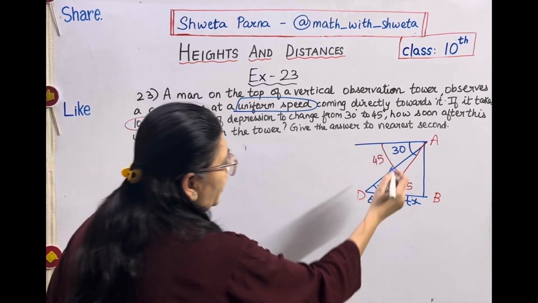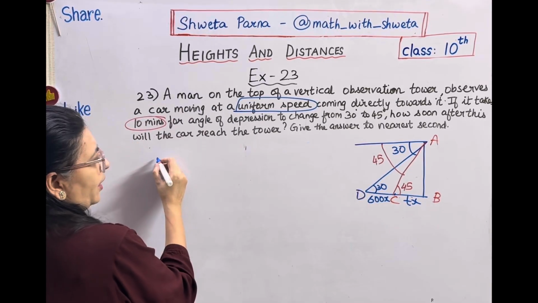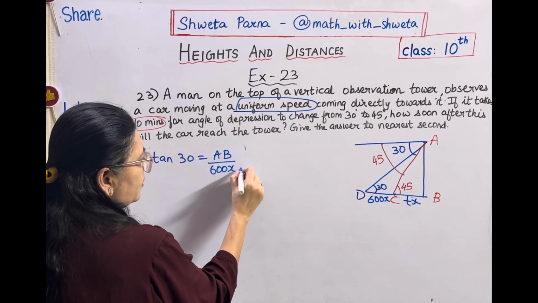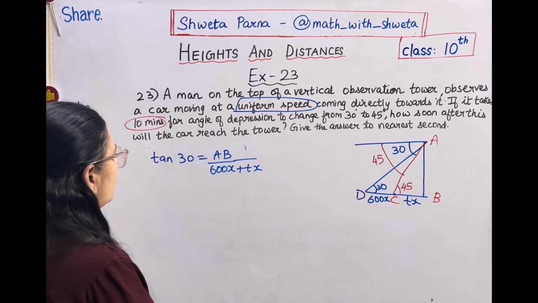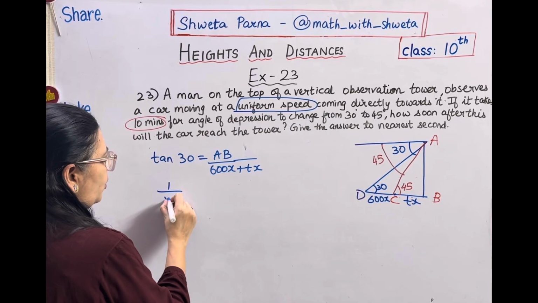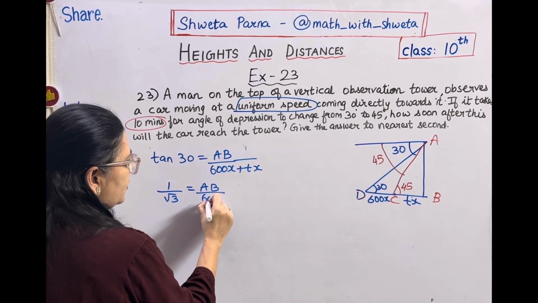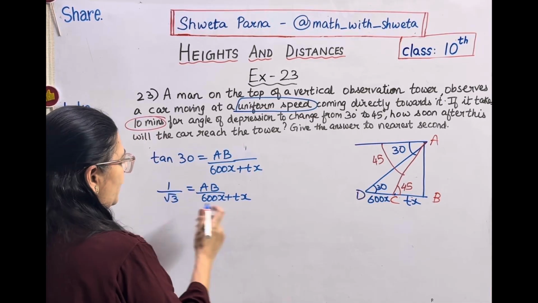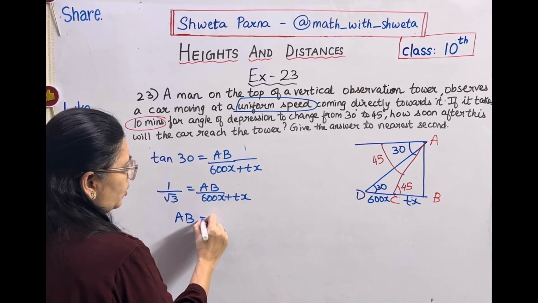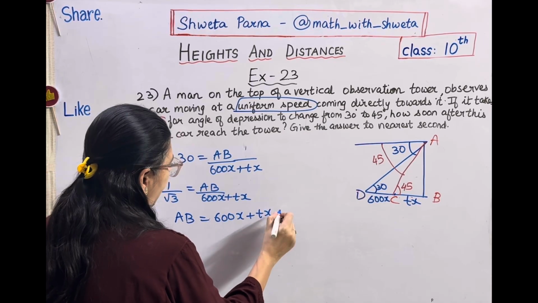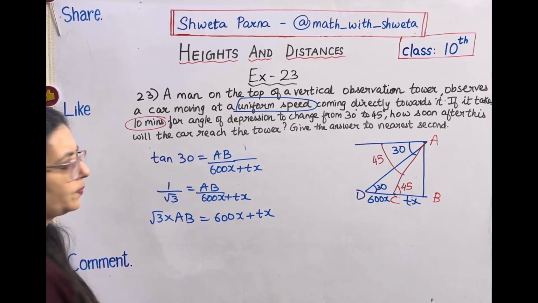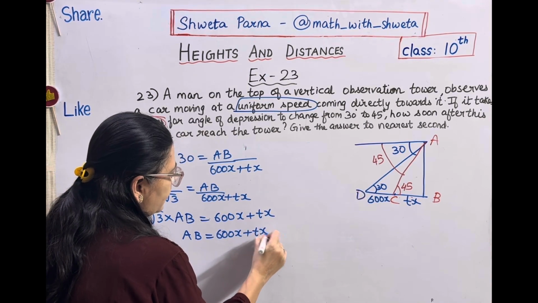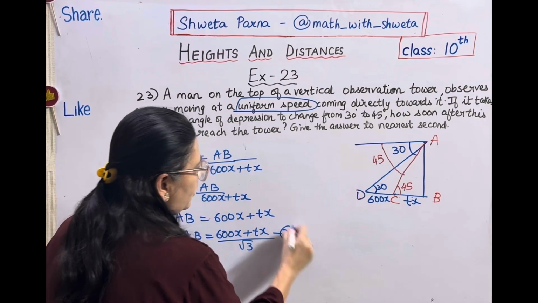Now in triangle ABD, tan 30 is equal to AB upon 600x plus tx. Correct? So, what is the value of tan 30? It is 1 upon root 3, equal to AB upon 600x plus tx. Correct? Because this is the base. Cross multiply. So, AB is equal to (600x plus tx) into root 3. Clear? So, we can say that AB is equal to (600x plus tx) the whole upon root 3. This becomes the second equation.